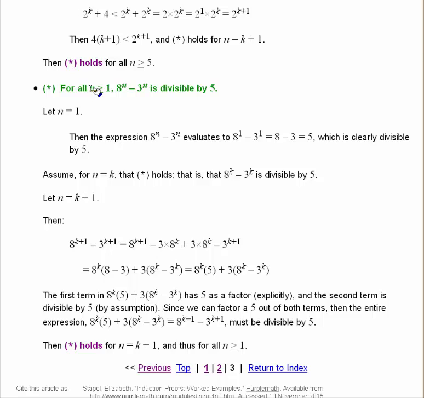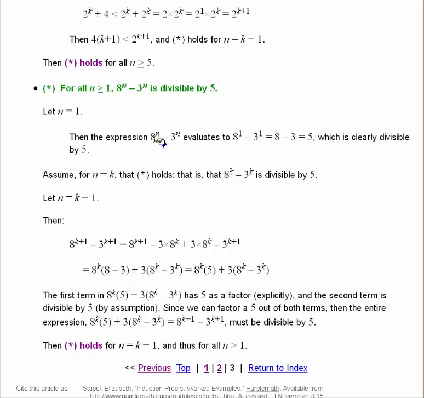All right, here's another statement that's neither an inequality nor an equality. Here's just a general principle. For all n bigger than or equal to 1, 8 to the n minus 3 to the n is divisible by 5. Okay. So let's try this. We want a base case. Let's try when n equal to 1.